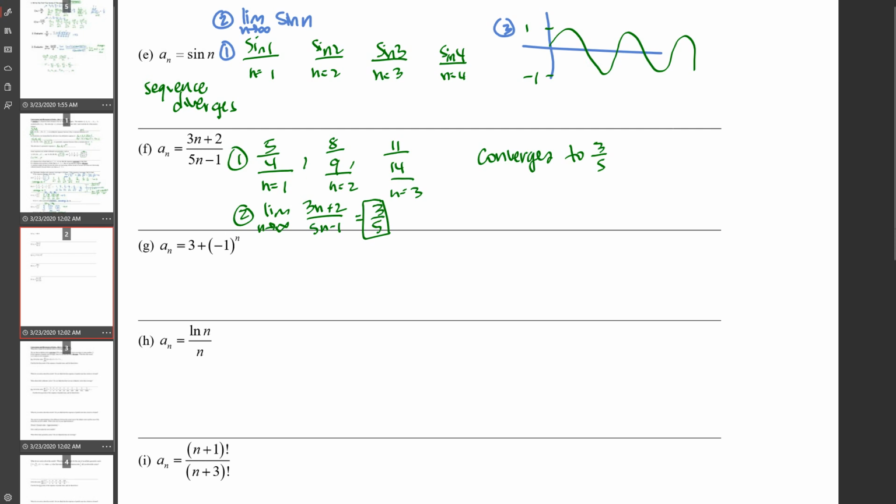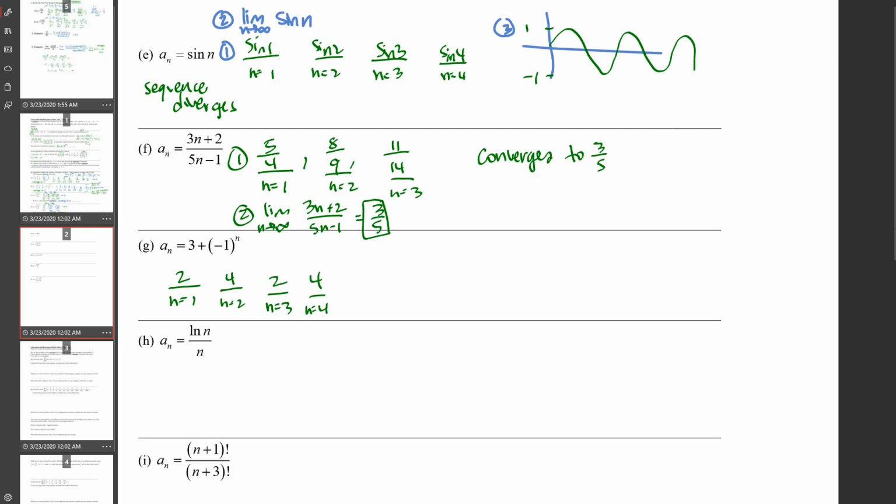All right, let's look at this problem here. This a sub n is equal to 3 plus -1 to the n. Okay, if n is equal to 1, then what I'll have here is 3 minus 1, which would be 2. If n is equal to 2, I'll have 3 plus 1, which is 4. If n is equal to 3, I'll have 3 minus 1, which is 2. If n is equal to 4, I'll have 3 plus 1, which is 4.